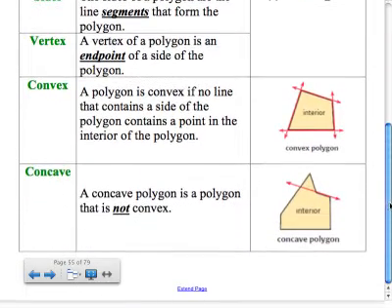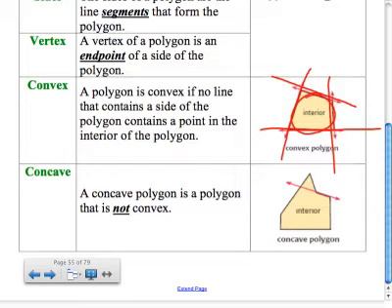A convex polygon is one in which no line that contains a side of the polygon contains a point in the interior. So in other words, if you trace all of the sides of your polygon and none of them go into your shape, then it's convex.